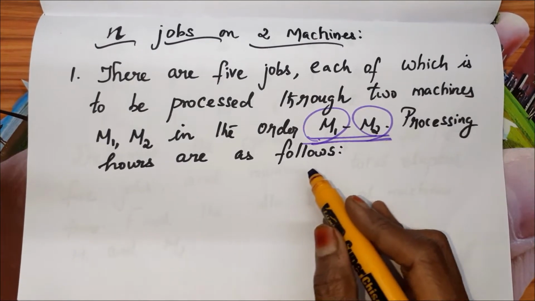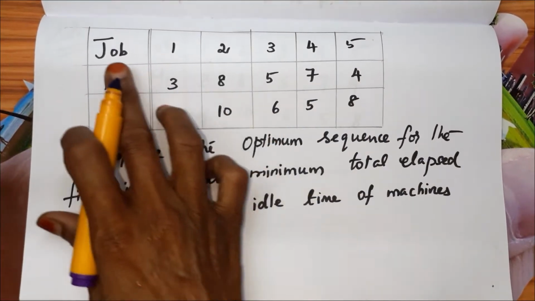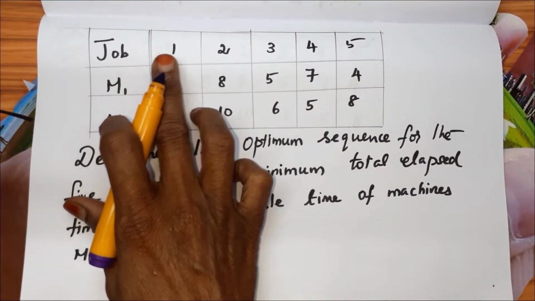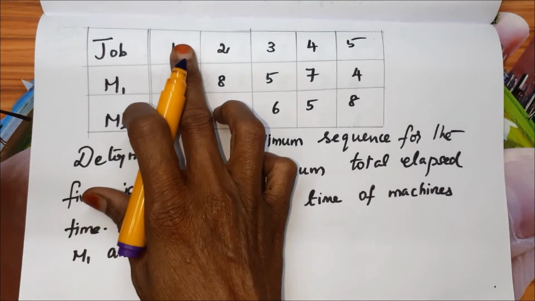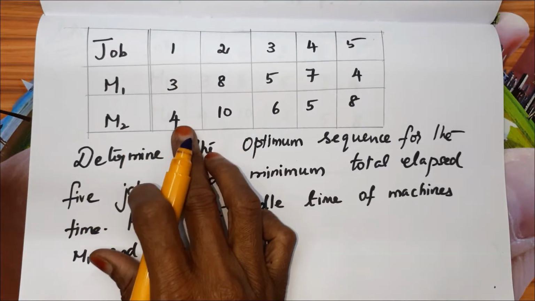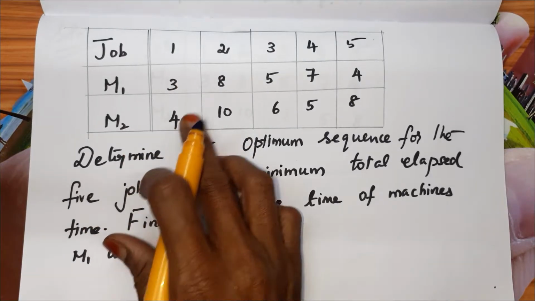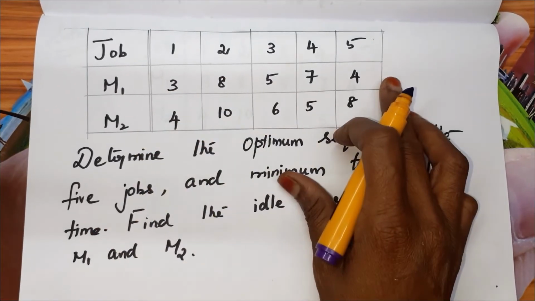Processing hours are as follows. This is the time duration given. The first row is jobs. We have 5 jobs and 2 machines. For the first job, machine 1 takes 3 hours and machine 2 takes 4 hours. The second job takes 8 hours and 10 hours. Like that they have given the data.